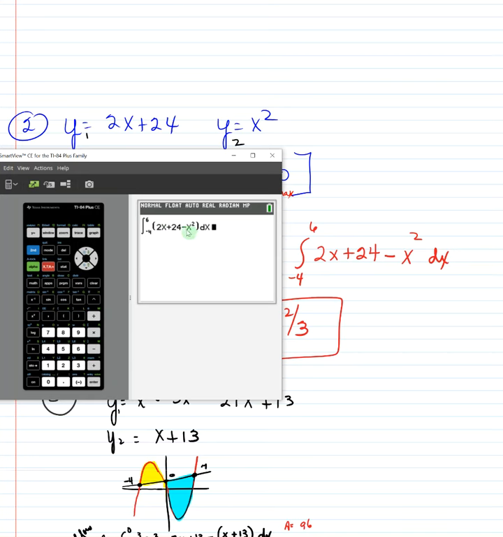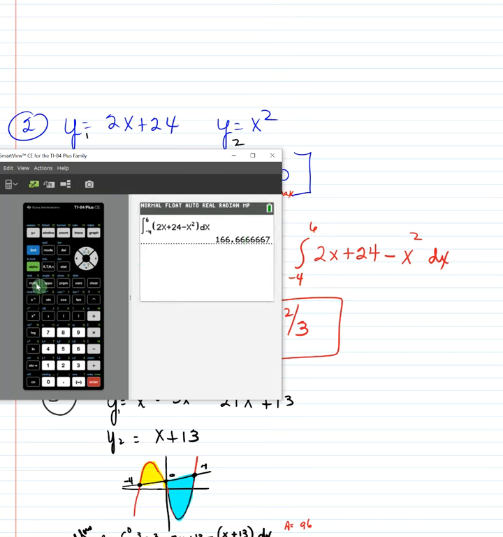And remember, if you have the older calculator like an 83, you'll do Math 9, and then you will put the function, comma, x, comma, lower limit, upper limit. So that's what you do if you have an older one. All right, we'll just hit enter. And we got this number.